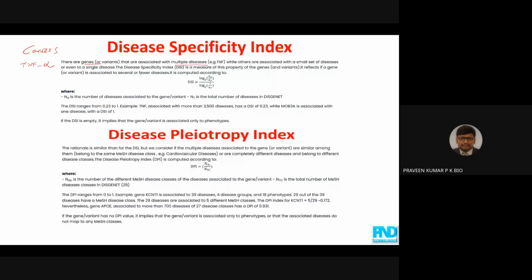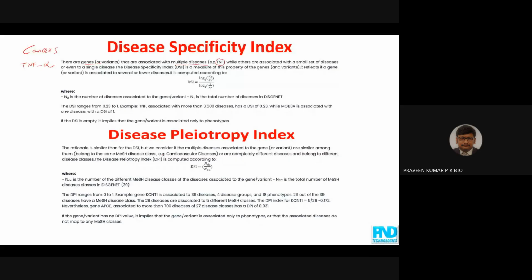And similarly, this is a common kind of protein receptor, a family of protein receptors that play an important role in cancer. And especially if you see this disease pleiotropy index, here it is nothing but whether the multiple diseases associated to the gene are similar among them.